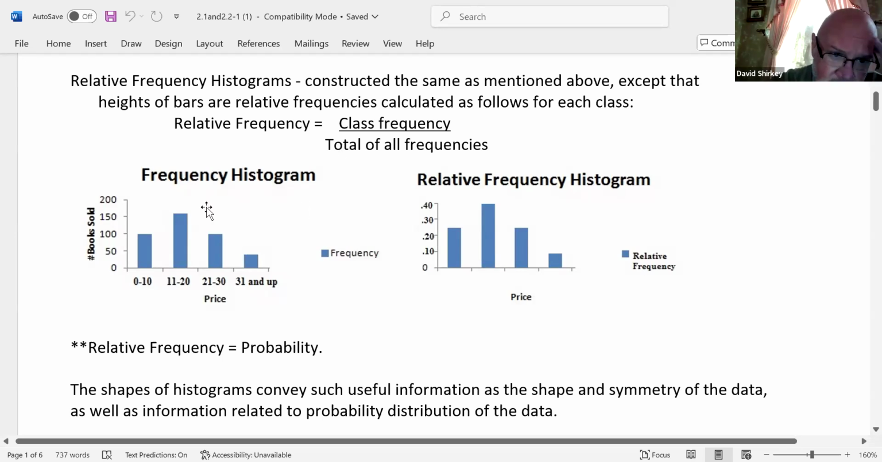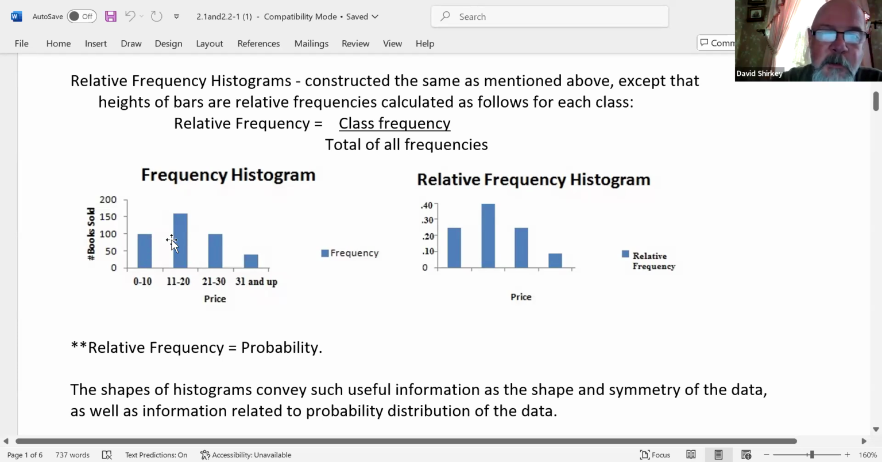But check this out. This is something I just got about number of books sold. I just needed some graphs to show you what's going on here. The frequency histogram we see on the left goes from 0 up to 200. Here are your classes: 0 to 10, 11 to 20, 21 to 30, and then 31 and up. And those are the prices. So you've got the prices going along the bottom, and number of books sold. Look at the shape of this particular histogram.